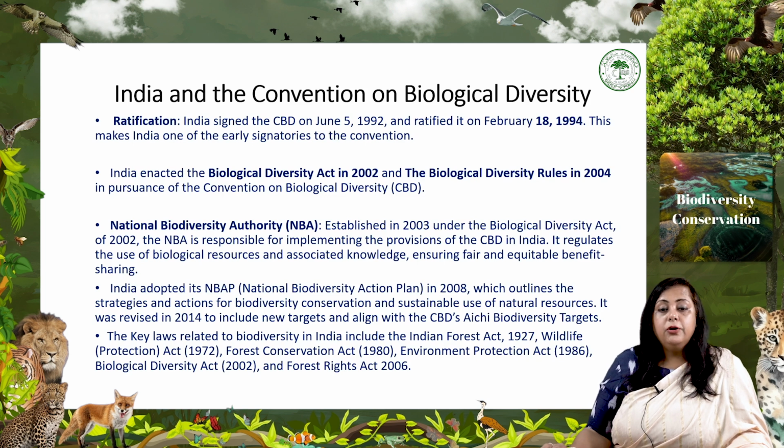The key laws related to biodiversity in India include the Indian Forest Act 1927, that is the British Act of 1927, the Wildlife Protection Act 1972, the Forest Conservation Act 1980, the Environmental Protection Act 1986, the Biological Diversity Act 2002 and the Forest Rights Act 2006.